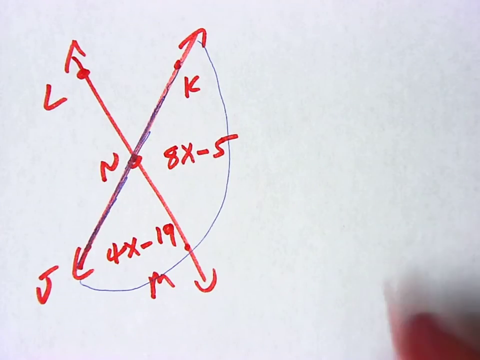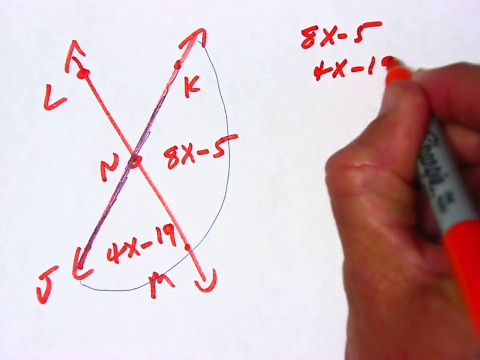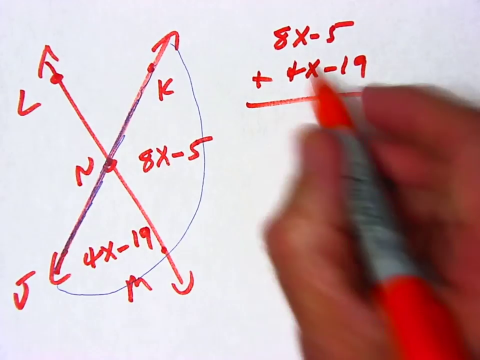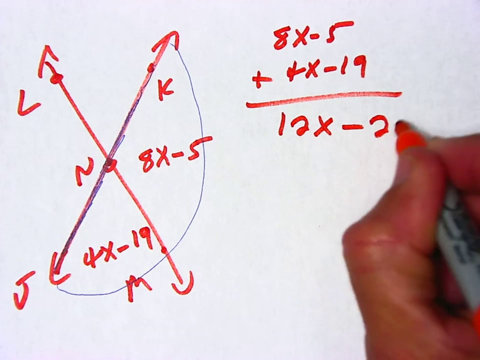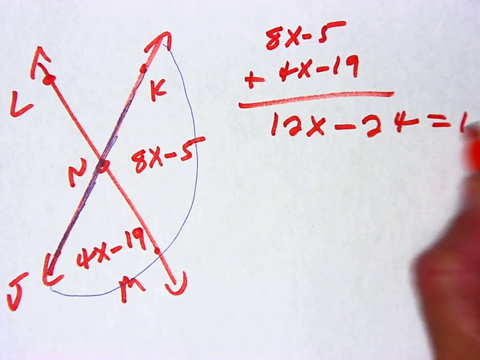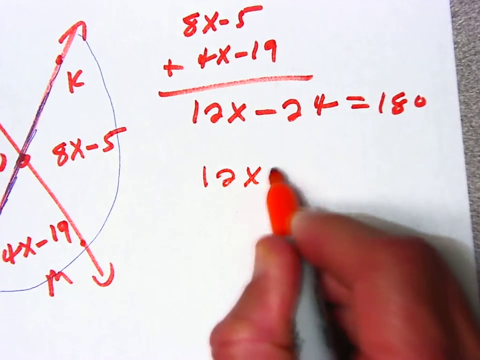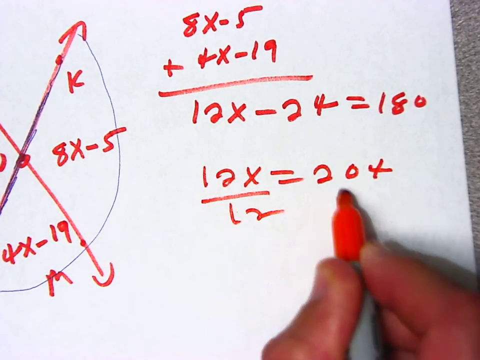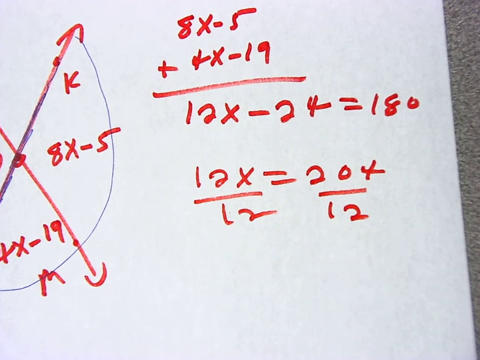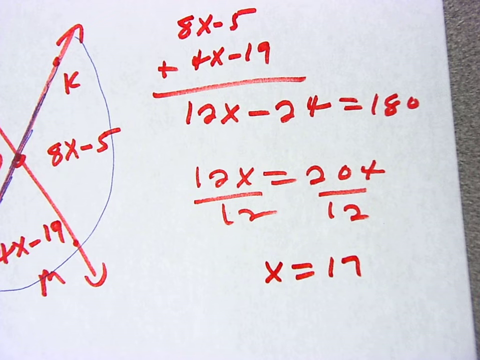All right, we got this. You're going to take your 8x minus 5 and your 4x minus 19, and we're going to add that up. That's 12x minus 24, and we set it equal to 180. Add 24 to both sides. 12x equals 204. Divide by 12. Yes, you can use a calculator. Make sure you put 204 first. So 204 divided by 12, and we get x is 17. Everybody with me? x is 17.